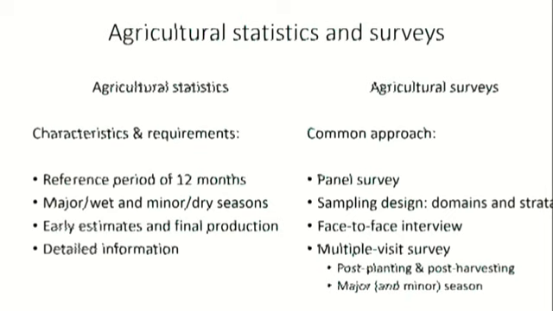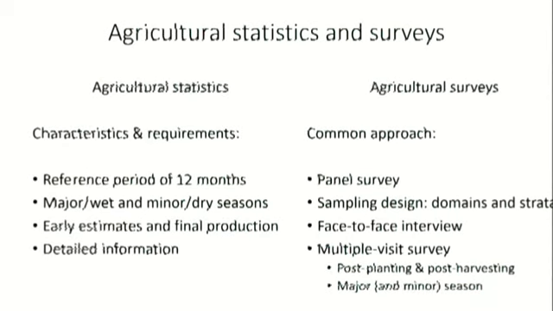The common approach we found in many countries is a panel survey, a sample that is repeated year after year, the same sample. The sample design normally is defined according to certain domains, maybe regions or provinces, and certain strata for more efficient estimation. The way to get data normally is face-to-face interview. And to fulfill some of the requirements I just mentioned, it's very common to have post-planting and post-harvesting data collection in 2 moments, or data collection regarding the wet season and dry season. So in some cases, it's 1 visit, 2 visits, or 4 visits during the year.